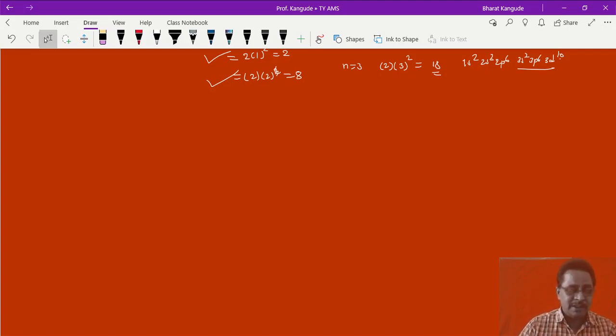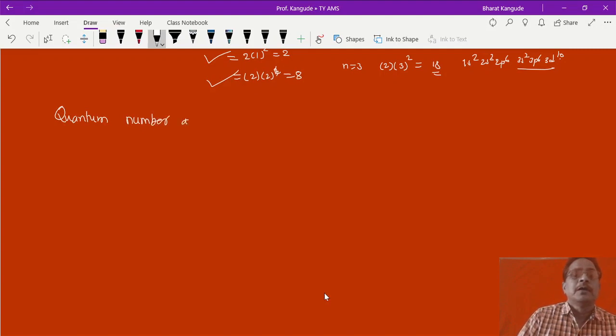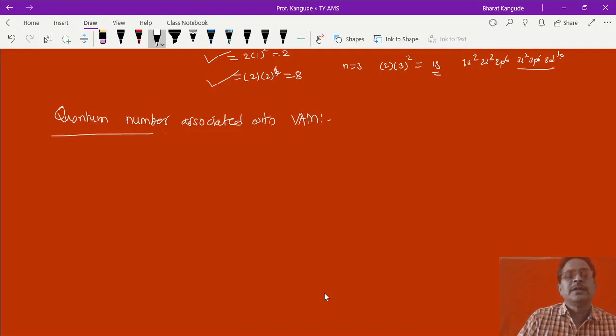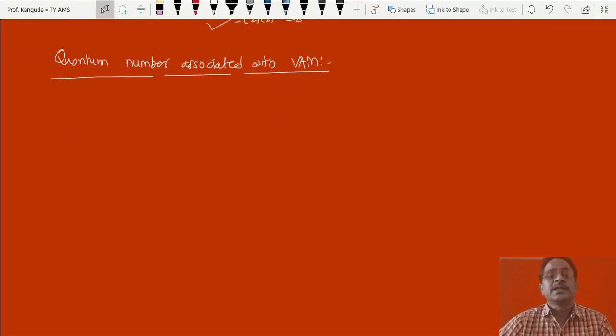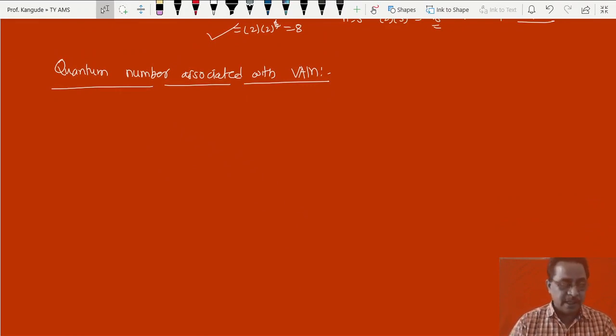Okay, so let's give the next title today: quantum numbers associated with the vector atom model. We will discuss the quantum numbers associated with this vector atom model. In a very brief background we'll write here.